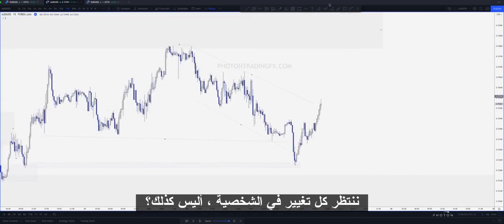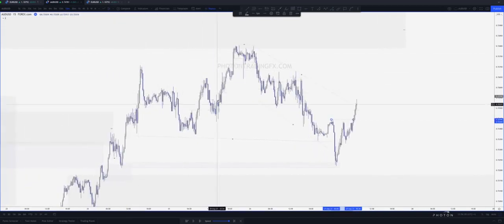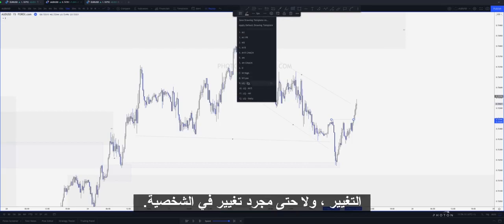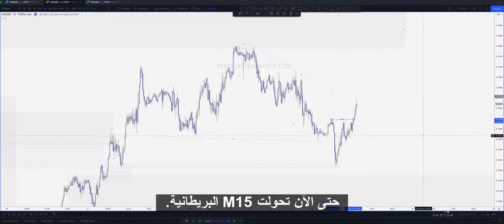What else do we wait for? We wait for a change of character. And in this case, I would probably classify that, just have a look at the highs. Yeah, that would be a bearish trend. That for me would be a bullish trend change, not even just a change of character. Whoops, wrong one. So now the M15 has switched bullish.